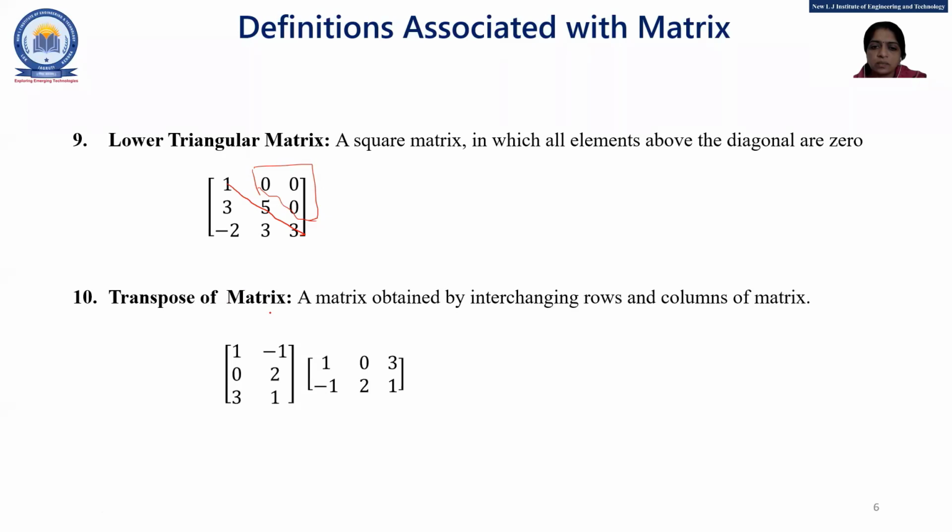Transpose of a matrix: a matrix obtained by interchanging rows and columns. If we interchange, see, our first column is 1, 0, 3, that we convert into the first row 1, 0, 3. The second column is -1, 2, 1. If we convert it into the second row. So if we interchange rows into columns or columns into rows, that type of matrix is known as the transpose of a matrix.